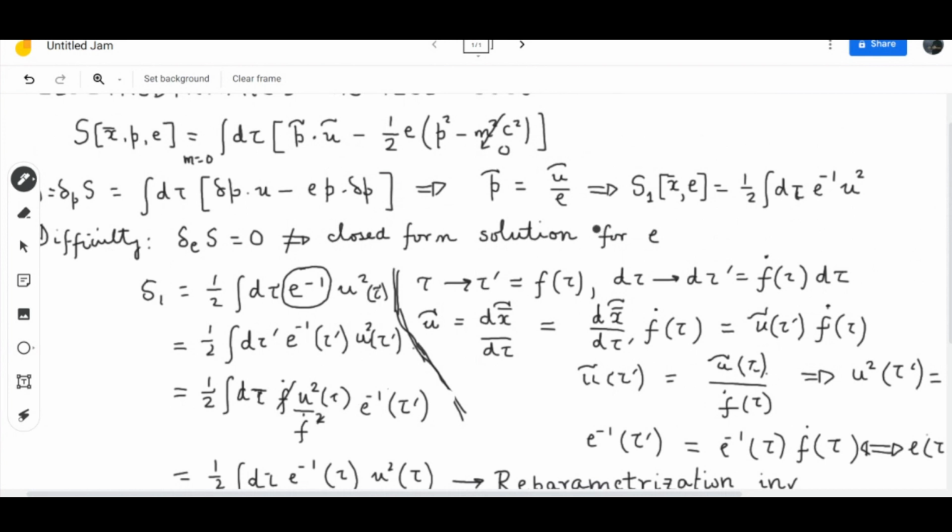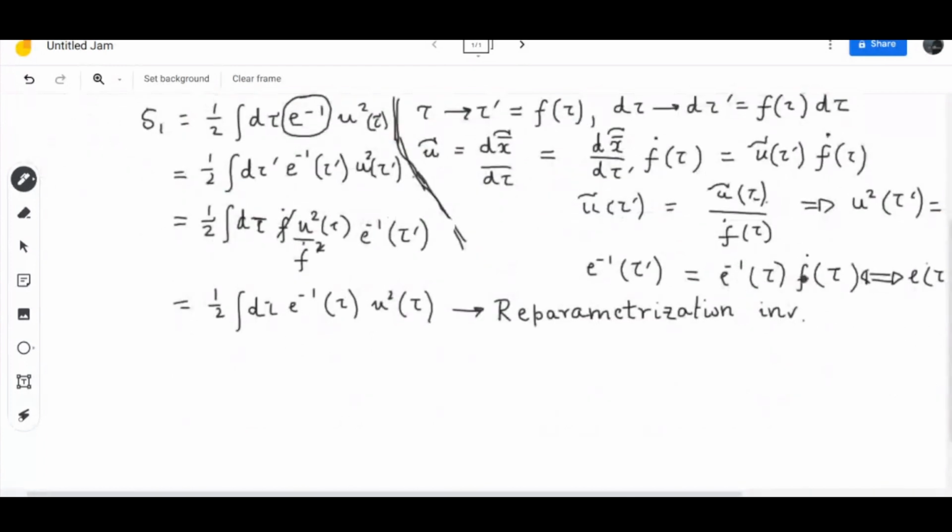What do you mean by a standard form of the action? A standard form of the action is one when there are no extra fields anymore. You have eliminated the extra fields by solving their equations of motion, right? But you can't do that here because of this. But now I'm going to show you that because of this reparameterization invariance, you can actually do that here.